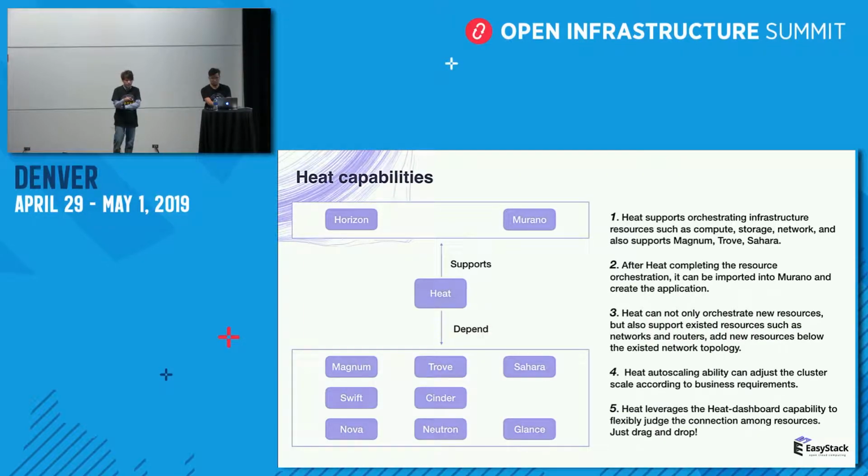So we have summarized Heat capabilities: Heat can orchestrate infrastructure resources and import them into Murano, orchestrate new resources under the existing network topology, and provide auto-scaling ability. And last, Heat can leverage the Heat dashboard capability to create resource connections automatically.